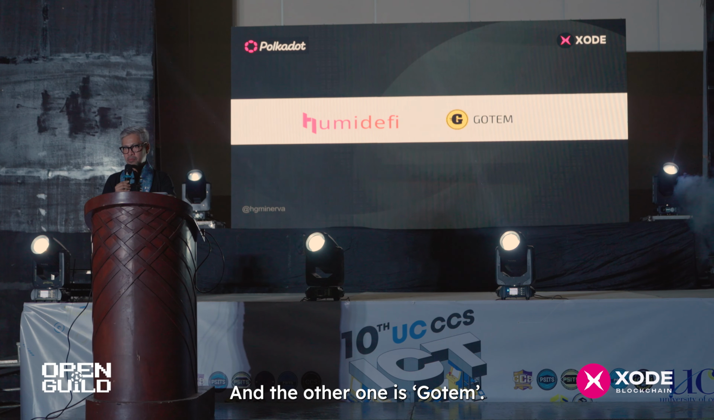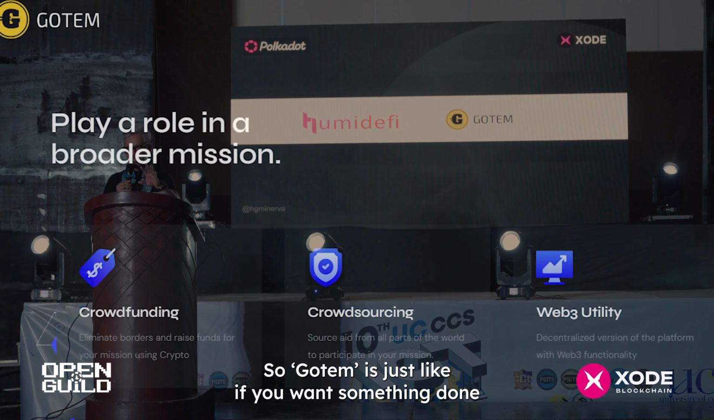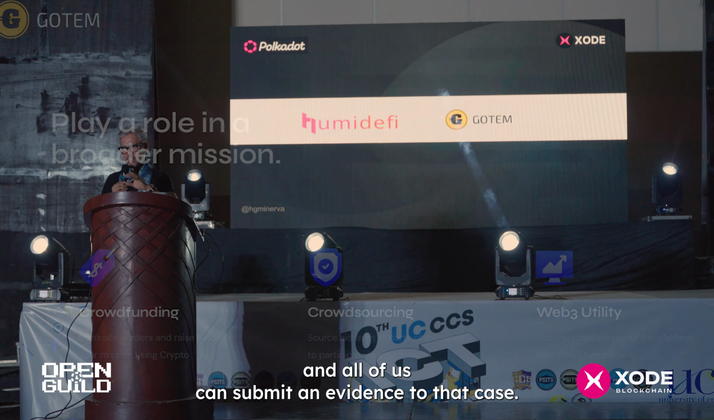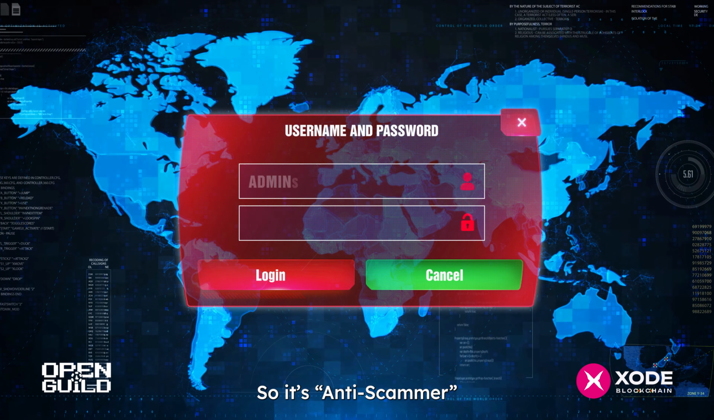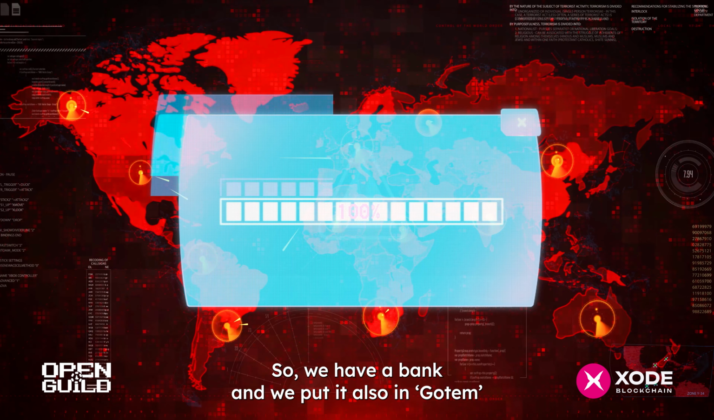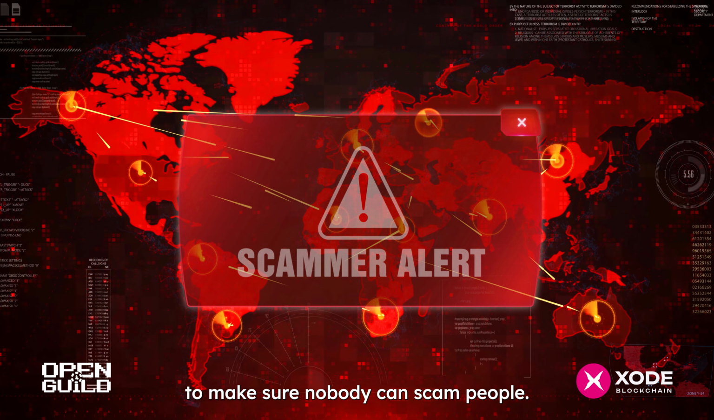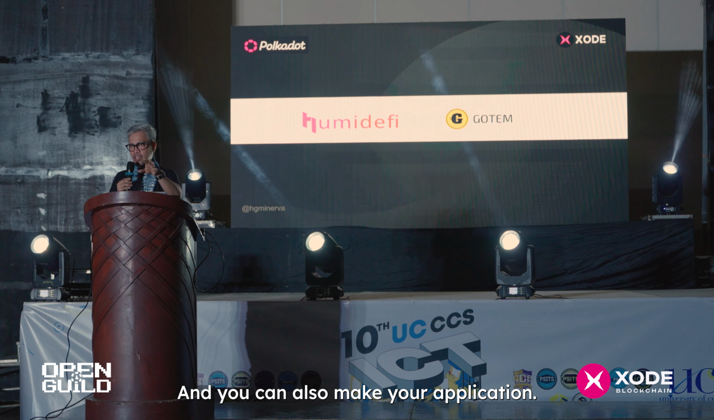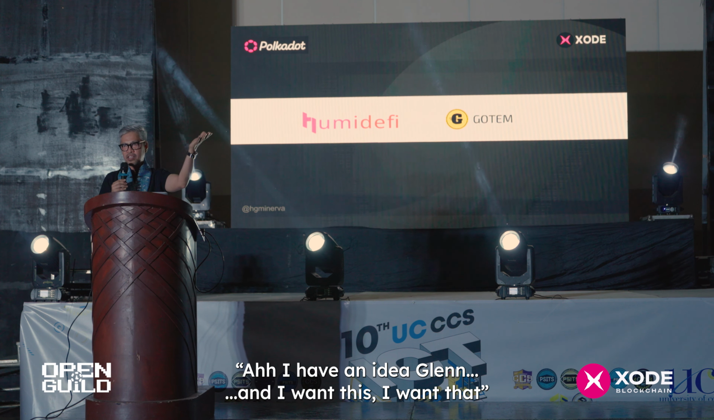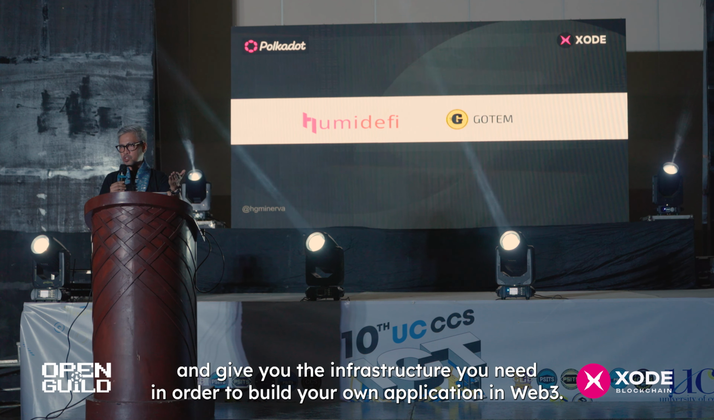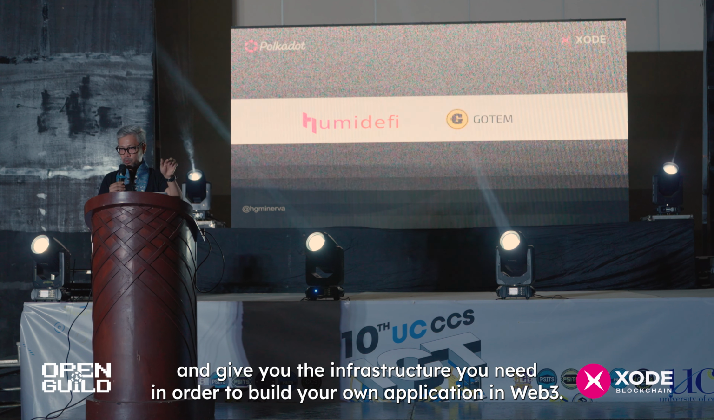And the other one is XODE. So XODE is just like if you want something done or you want something investigated, you just have to file a case. And all of us can submit evidence to that case. So anti-scammer. So we have a bank and we put in also XODE to make sure that nobody can scam people. So these are the applications that will be coming into XODE. And you can also create your own application. You just approach us, I have an idea, Glenn, I want this, I want that. Oh, they approach us, no problem. We can support you and give you the infrastructure you need in order to build your own application in Web3.